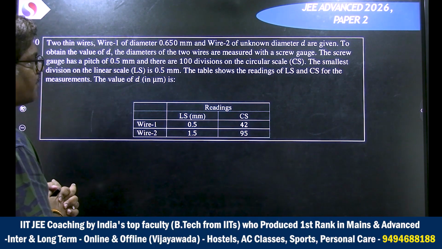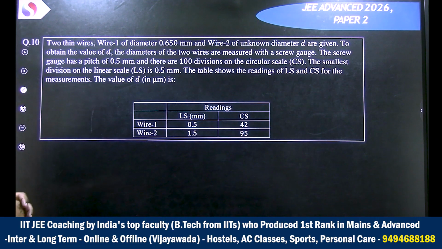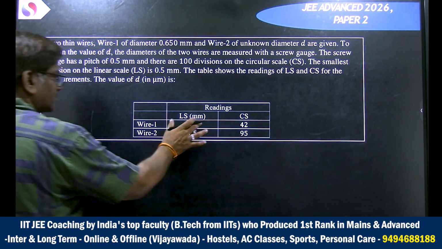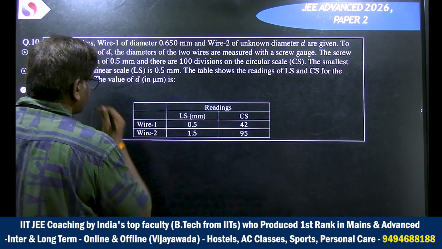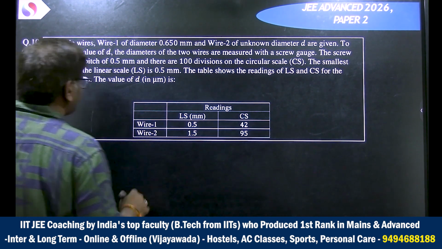So it's from units and measurement, optical instruments, measuring instruments. 2 thin wires, wire 1 is having the diameter. So diameter is given for wire 1. For the second, it is not given. And they are using the same screw gauge for both. The readings are given to you, the main scale reading as well as the screw gauge reading. Both are given to you.